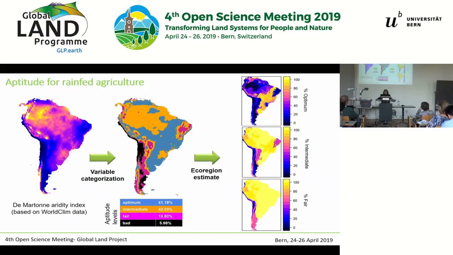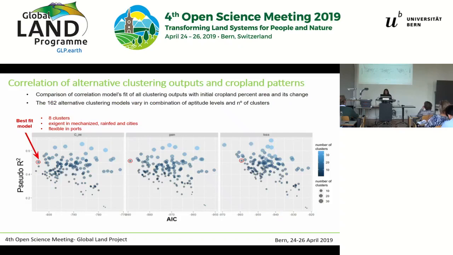So with that data, we perform the cluster analysis. And as I said before, we did it several times, playing with these alternative aptitude levels. We did it 162 times, which I'm not going to show them all. I'm just going to tell you that we compare them through a correlation with actual cropland in 2001, cropland gain, and cropland loss. And we choose the best fit model, which is the one in red, based on the explanation power and information criteria. And this best fit model found 8 clusters and used the optimum land for mechanized and rain-fed and distant to cities, and fair land in distant to ports.